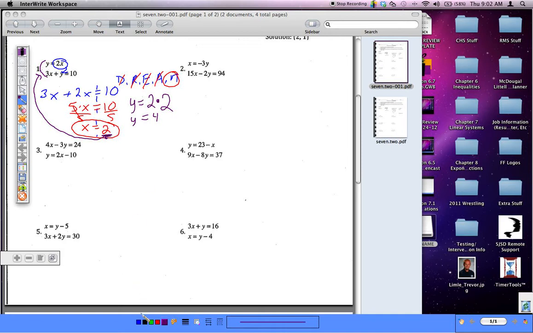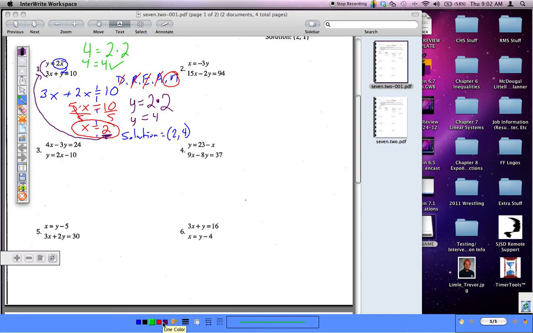At this point, we have our solution for both, and that solution equals (2, 4). If you wanted to check this, you could substitute that back here. 4 is y, equal to 2 times my x, which is 2, and 2 times 2 is 4, so 4 does equal 4, and that checks. So there's your help and assistance with number 1.